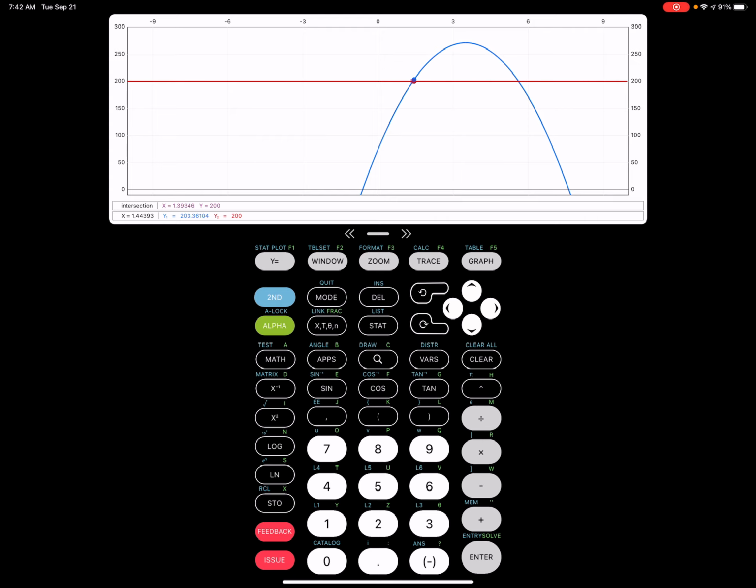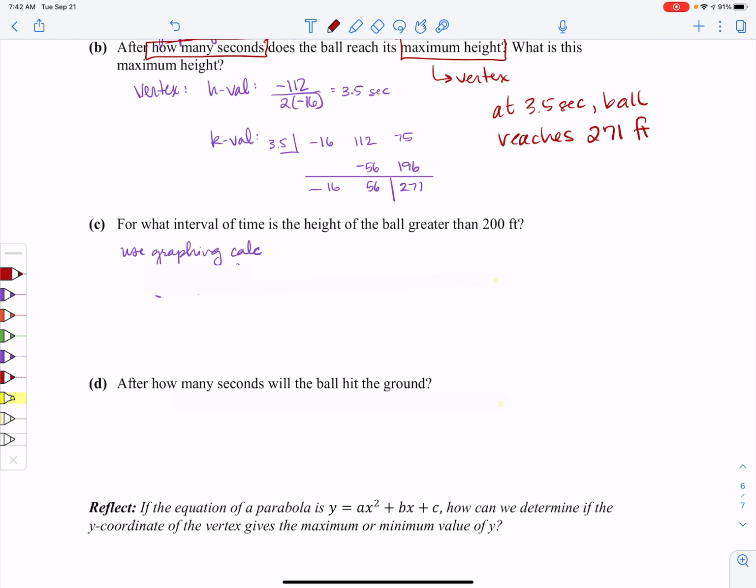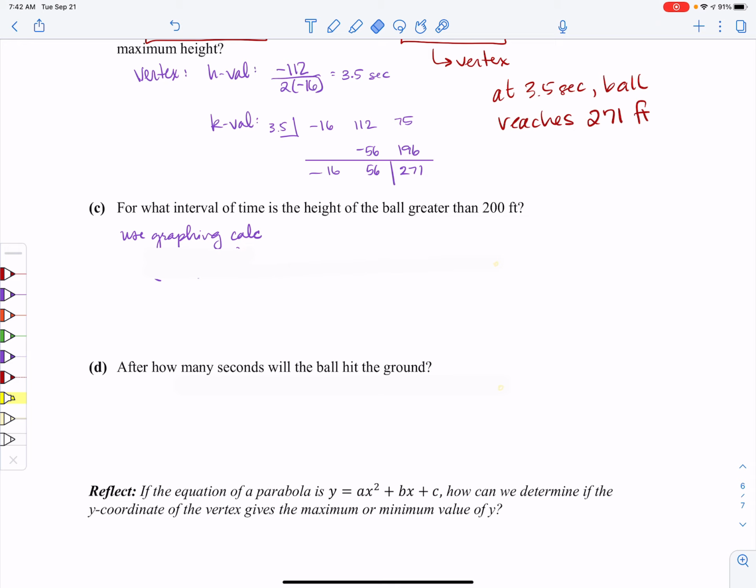And you'll notice that my intersection occurs at the x value of 1.39346. I'm going to come back to the notes, and I think I'm going to have to cover both of these at the same time. But 1.39, that's the first x value, that's the first time. 1.39 seconds is where the first time the ball hits 200.